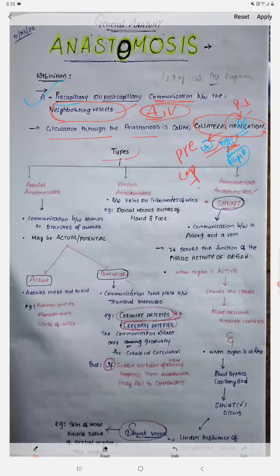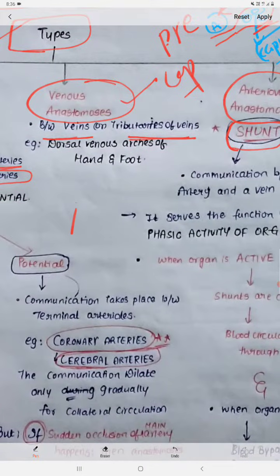Coming to the types of anastomosis, we have three types mainly: arterial anastomosis, venous anastomosis and arteriovenous anastomosis. The arteriovenous anastomosis, otherwise called shunt, is very important, remember the point. The communication between the arteries or the branches of arteries is called arterial anastomosis, and between the veins or the tributaries of the veins, it is called venous anastomosis. Always remember, the artery will have branches and veins will have tributaries.